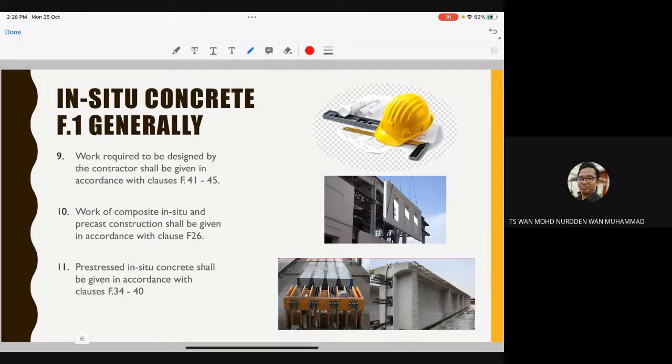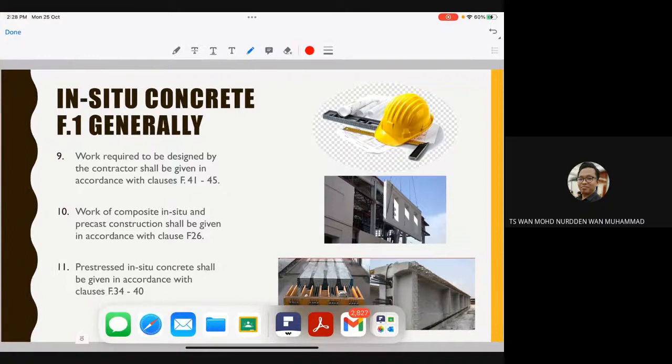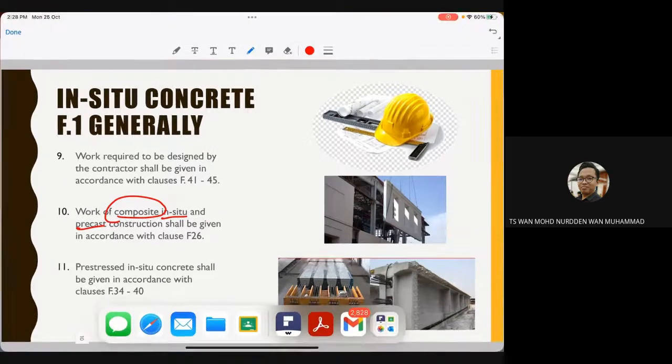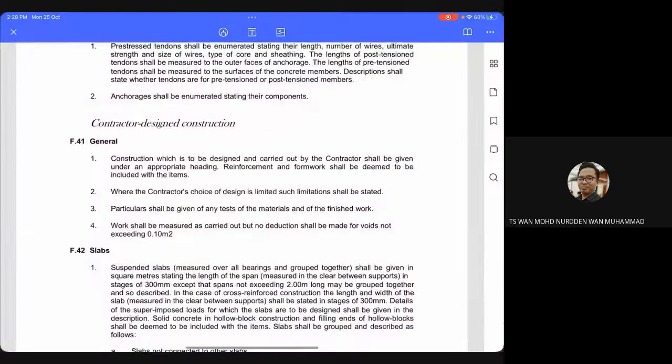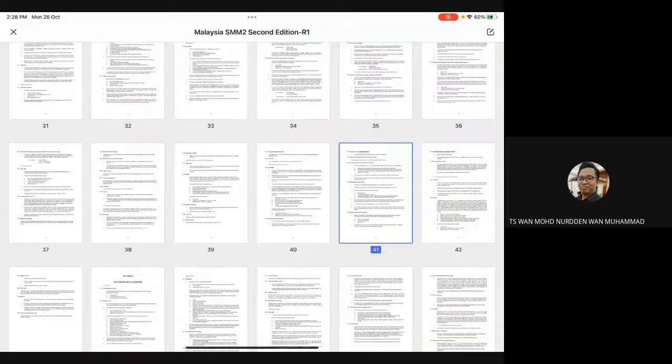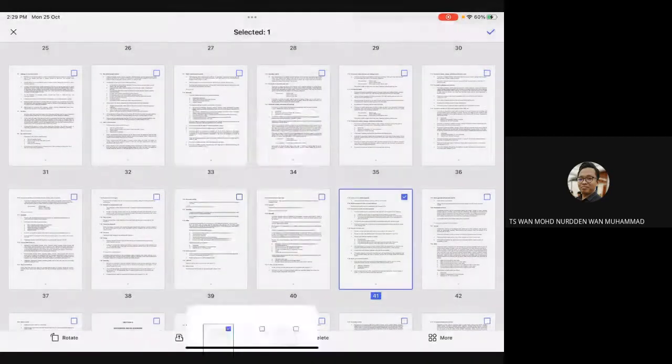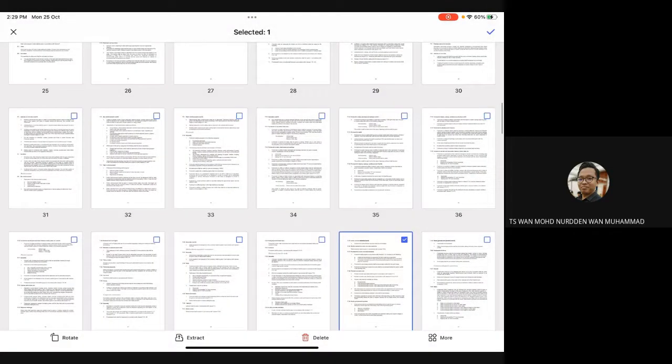Number 10, work of composite in situ and precast concrete construction shall be given in accordance with clause F26. So kalau ada composite in situ concrete dengan precast construction, composite tu maksudnya combine in situ dengan precast, so dia panggil composite lah. So kita kena refer kepada SMM clause 26.